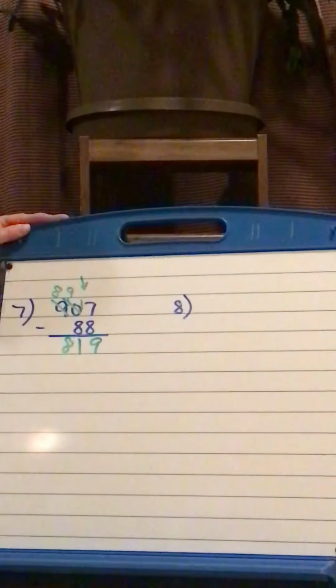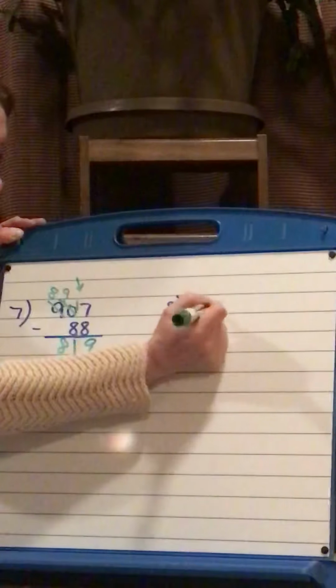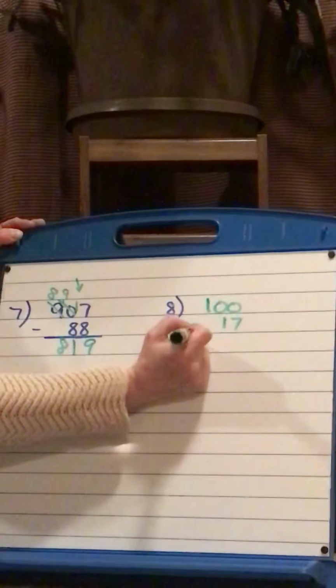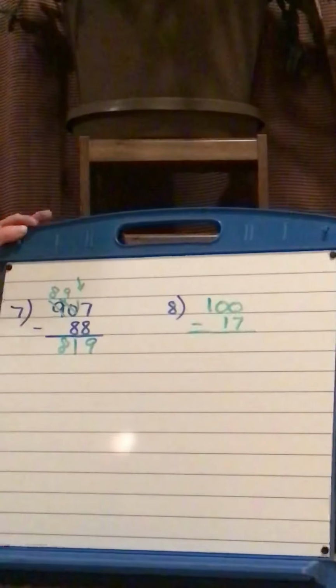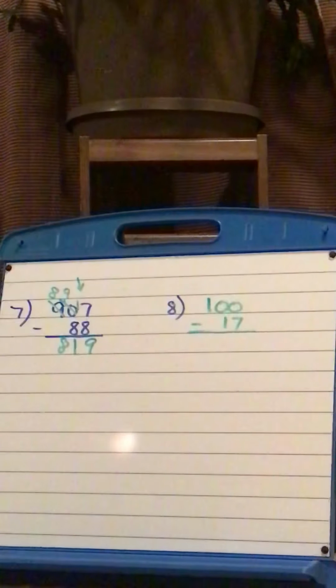Right, number 8, the story problem. There are 100 math problems on a test. Mark gets 17 problems wrong. How many math problems does Mark get correct? Okay, so he has 100 math problems. He's going to get 17 wrong. Don't forget to put your equal sign in. Now, let's go through and solve.